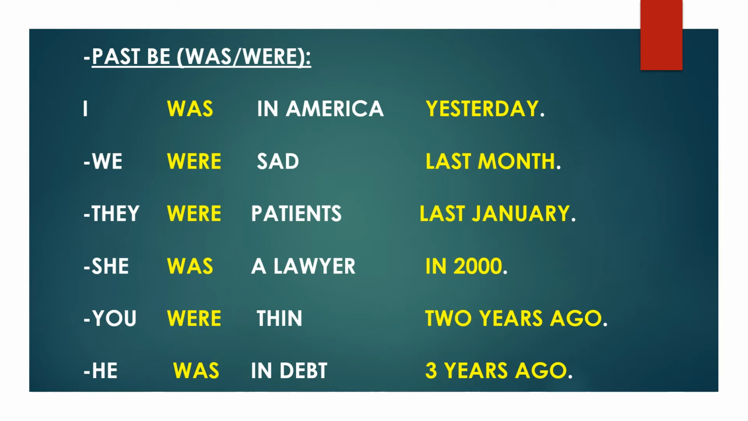She was a lawyer in the 2000s, in the past. You were a teen 2 years ago. He was in debt 3 years ago. So the yellow bold printed words were the verb to be and the adverb of time. Both show the past form, either for the verb, the past form, and the adverb of time is the past form.